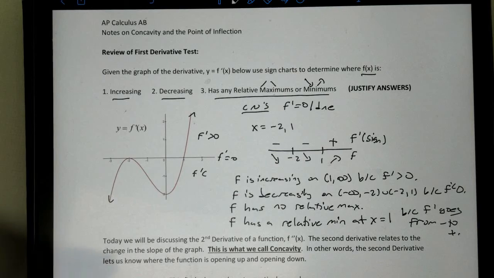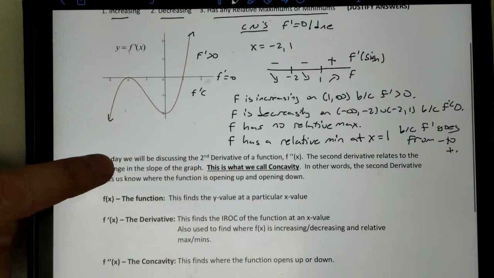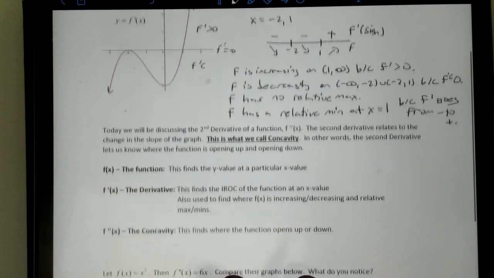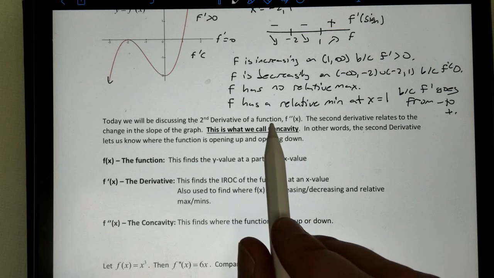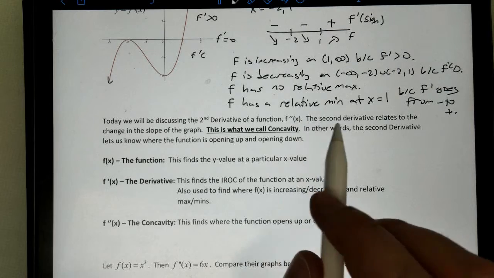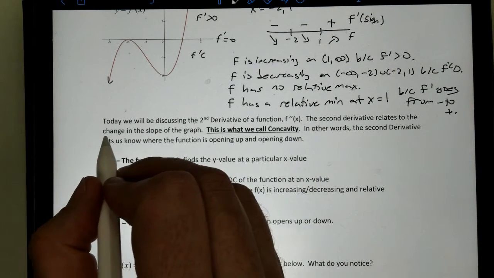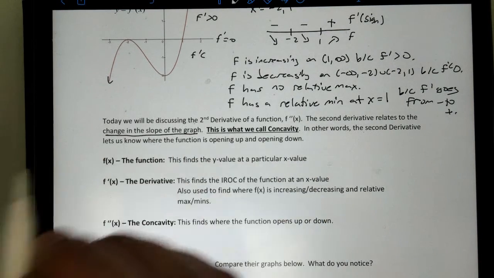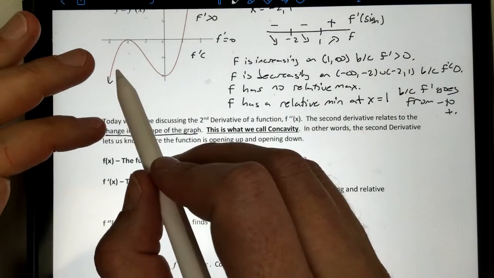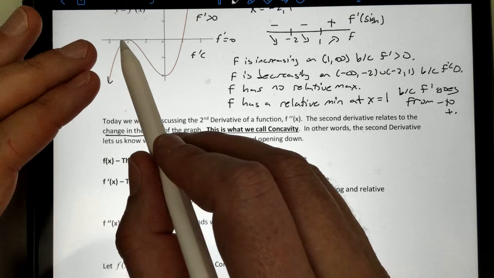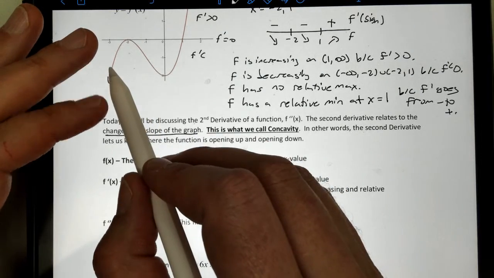So the second derivative, or concavity test, is kind of the same thing. Today we're going to take a look at the second derivative of a function, f double prime. The second derivative relates to the change in the slope of the graph. If we take a look at our graph up here, as the slope is changing, notice we are changing here.